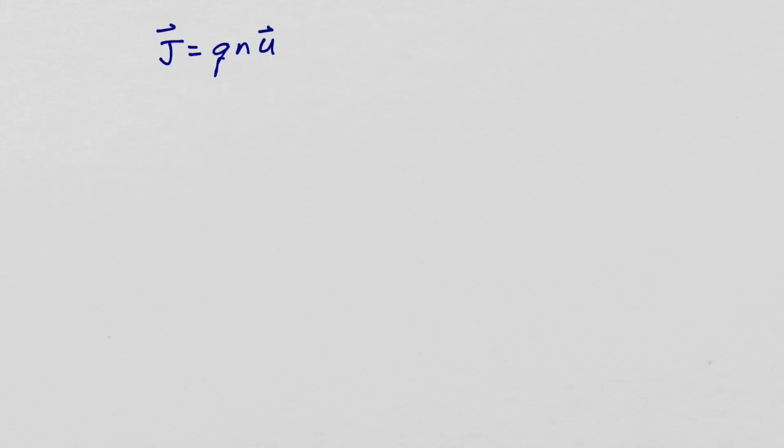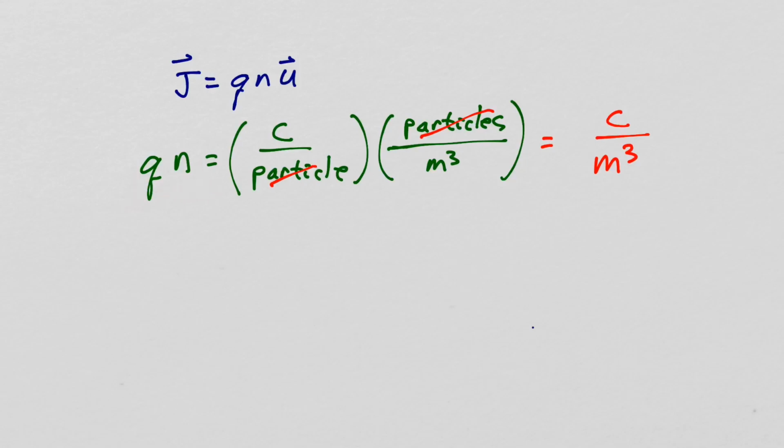Let's look at this term Q times N. So Q is the charge per conduction particle. N is the number of conduction particles per cubic meter. So Q times N is going to have units of coulombs per cubic meter. Q times N is the amount of charge per unit volume at a point in space. This is something we've encountered before. That is just the volume charge density.